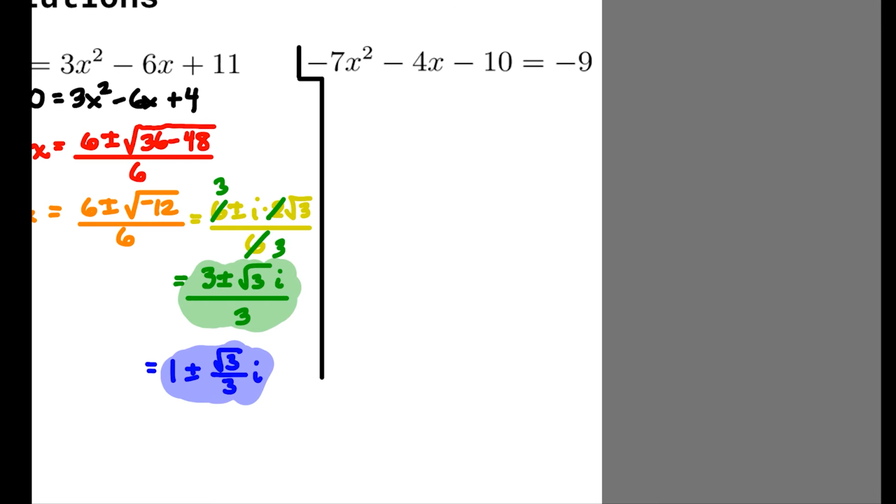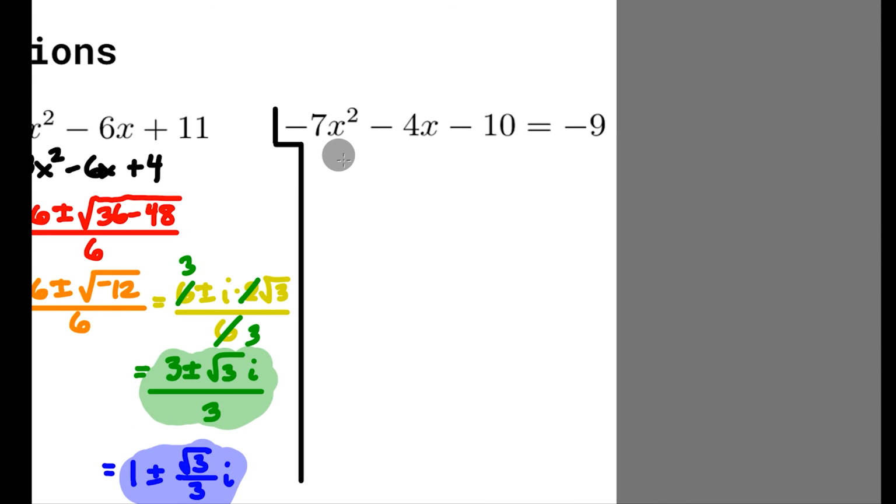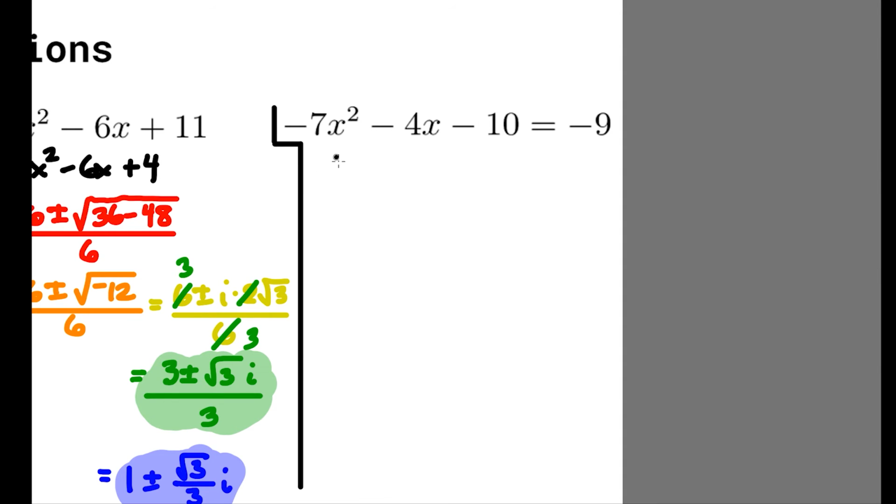Okay. And then we have this last problem here. It is not in standard form, so I'm going to have to convert it really quick to standard form. And you're going to be left with negative 7x squared minus 4x. And then I'm going to add 9 to both sides here. So you're going to end up with negative 10 plus 9, which is negative 1, is equal to 0.